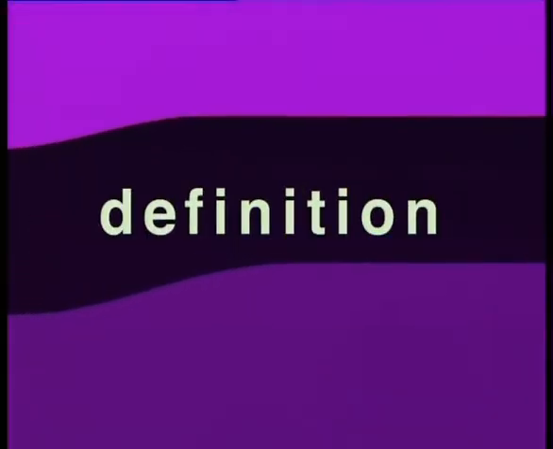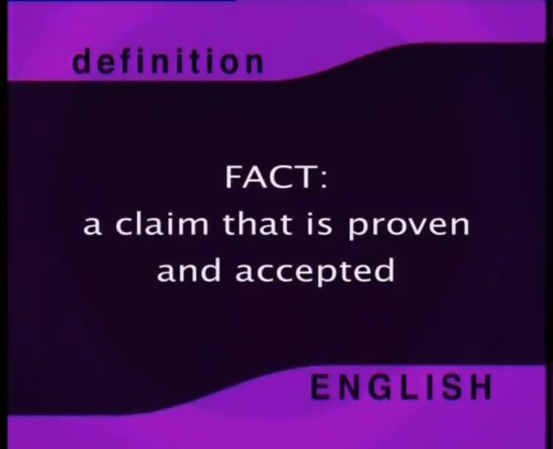Now, before we go on, let's just look at this whole issue of fact and opinion. We need to compare and define the difference between a fact and an opinion. So let's begin by defining a fact. A fact is a claim that is proven and accepted. So what happens in the world is that someone makes a claim, and then by our experience, by our common agreement, if you like, we come to accept that as a fact.